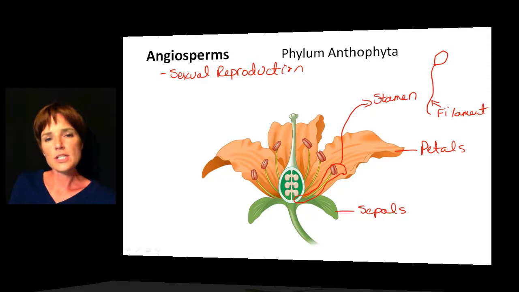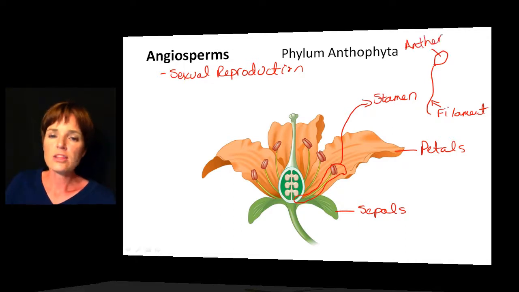And what the filament is going to do is it's going to raise that up in the air. So the pollen will be higher in the air, which means it's more likely to come into contact with the pollinator. And then at the very top, this is what we call the anther. And the anther is where you would have the actual pollen produced. So the pollen will be on the anther and the filament will make sure that it's raised high in the air. The female part is this right here.